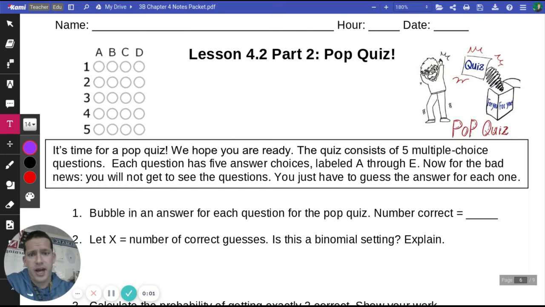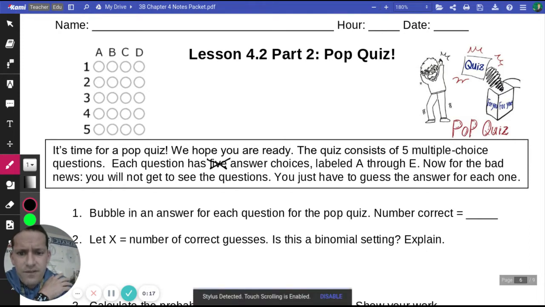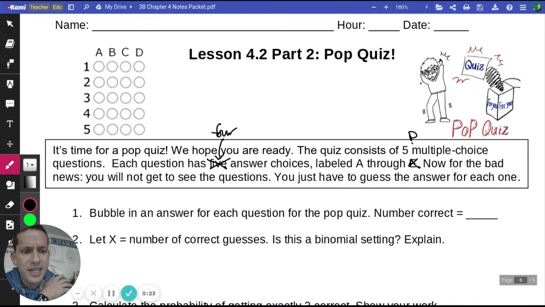Pop Quiz HotShot. We're back. Lesson 4.2, part 2. And this time we're taking a pop quiz. Sorry. But we're going to make it a little bit easier than it says on here. It says the quiz consists of 5 multiple choice questions. Each question doesn't have 5. It has 4 answer choices labeled A through D.